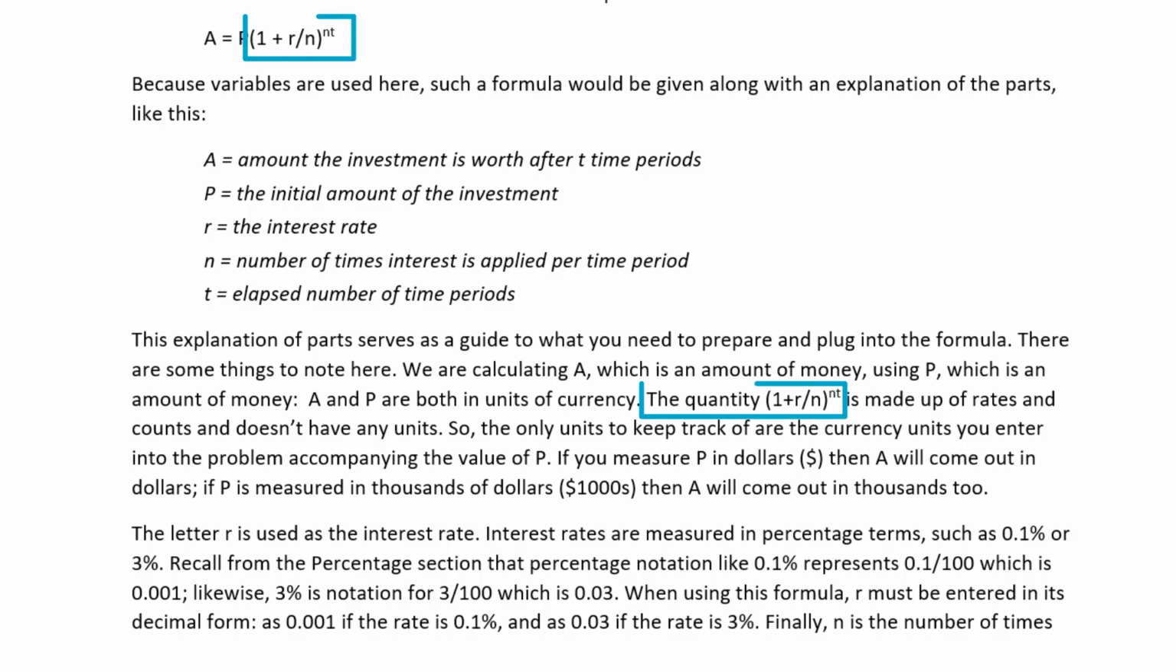The quantity 1 plus R over N, all raised to the NT power, is made up of rates and counts, and it doesn't have any units. So the only units to keep track of are the currency units that you enter into the problem accompanying the value of P.